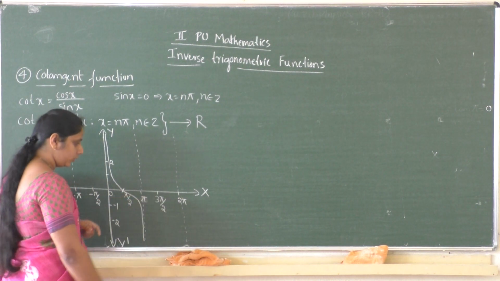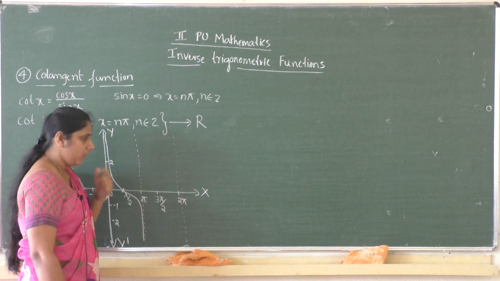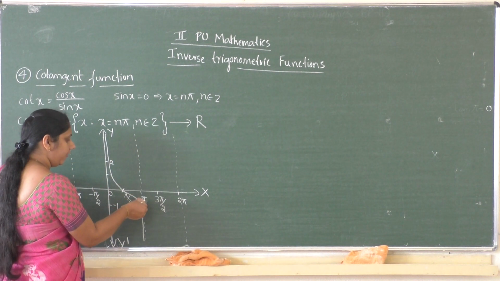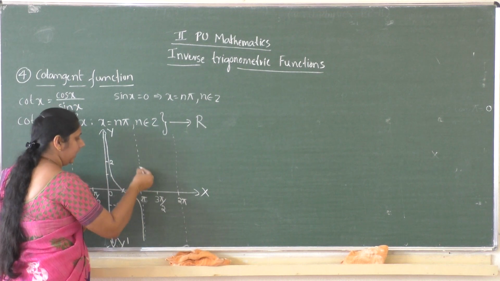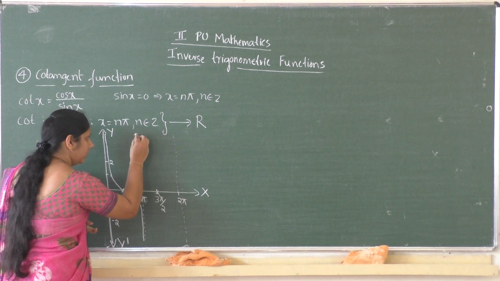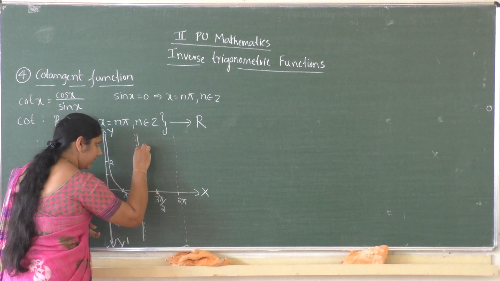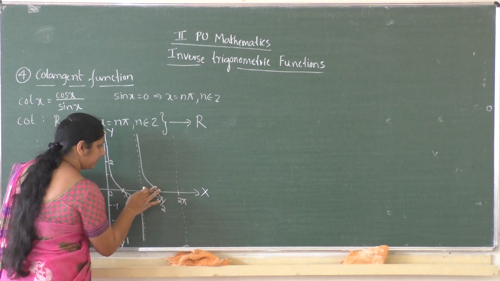Now we will move on to the third one. We know that in third quadrant cot is positive. Again cot pi value is infinity, but in the third it is plus infinity. Again 3 pi by 2 value is 0. So the graph gradually decreases from infinity to 0.